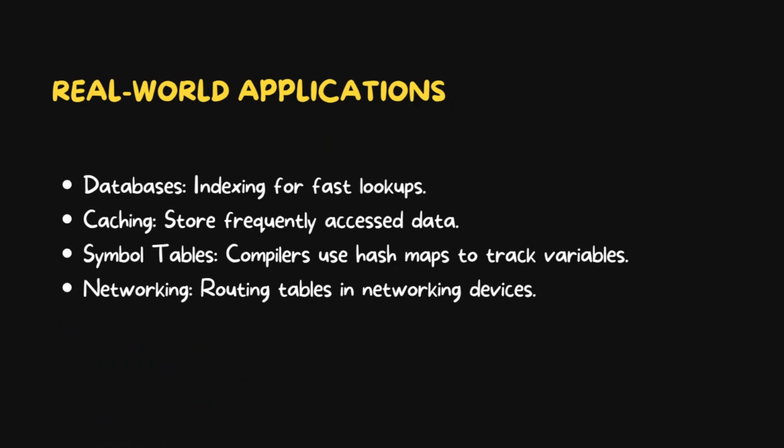These are some of the real-world applications of hash maps. Databases: indexing for fast lookups. Caching: stores frequently accessed data. Symbol tables: compilers use hash maps to track variables. Networking: routing tables in networking devices.